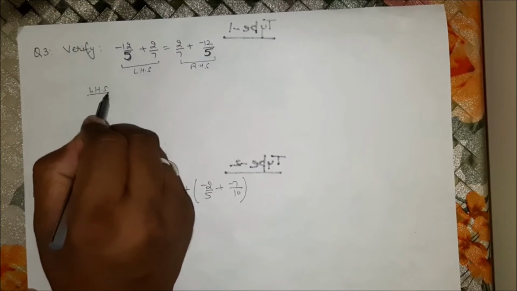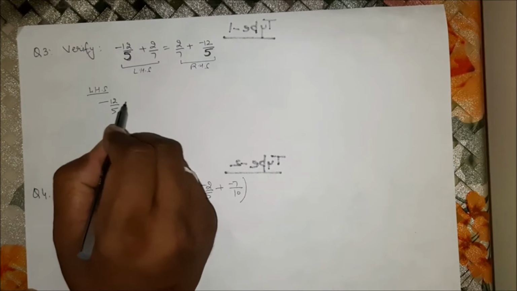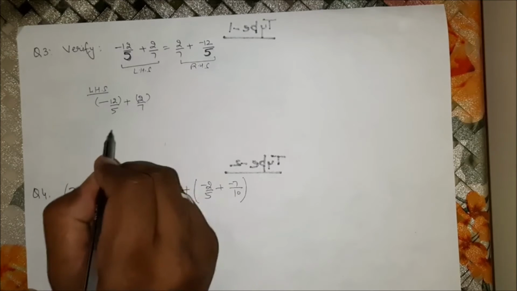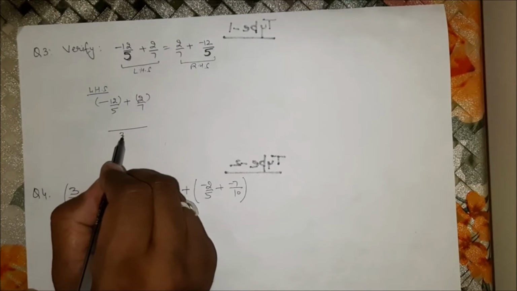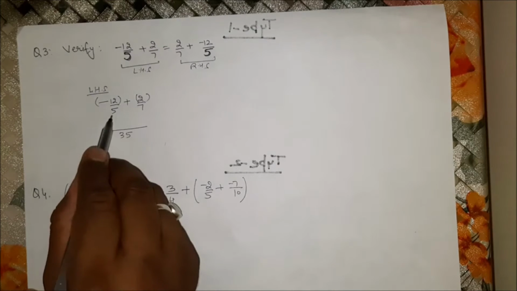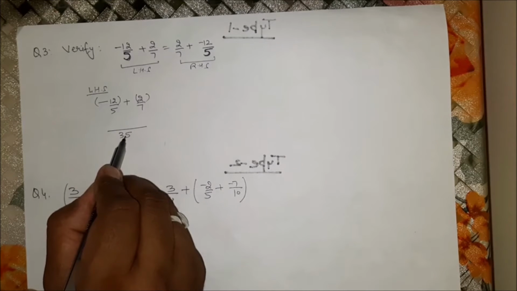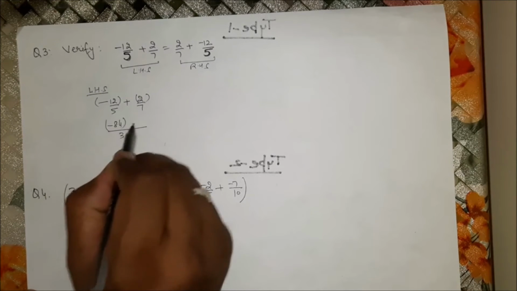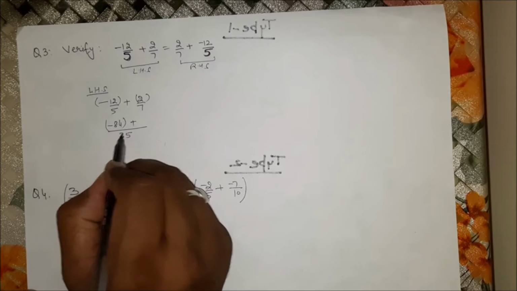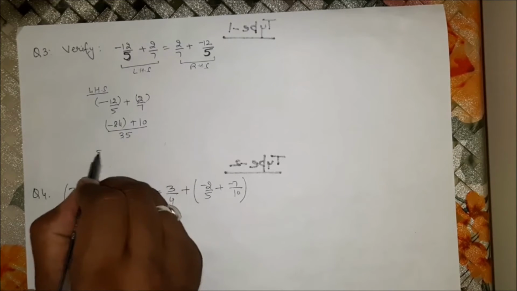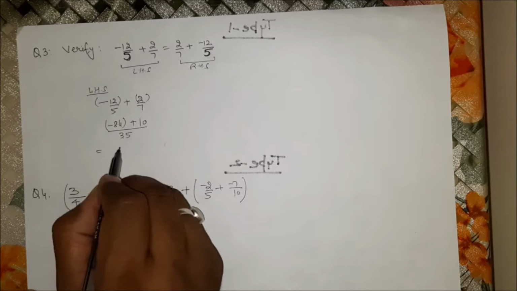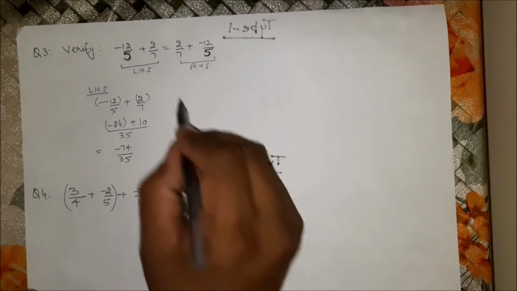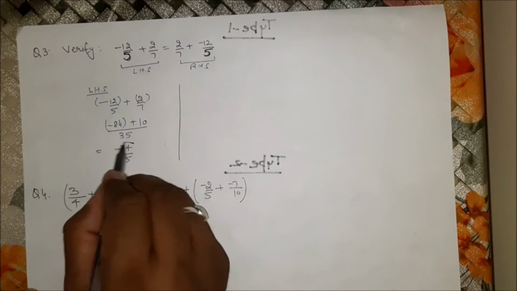Left hand side is minus 12 by 5 plus 2 by 7. Put the numerator in bracket, take the LCM. LCM of 7 and 5 is 35. 5 into 7 is 35, 7 into minus 12, you will get minus 84. 5 into 2 is 10, minus 84 plus 10, you will get minus 74 by 35. Now this is your left hand side.